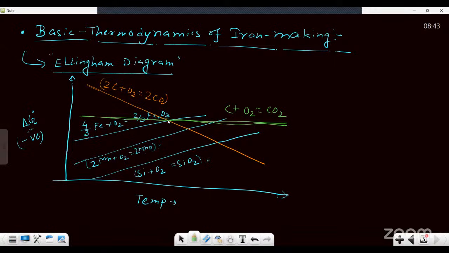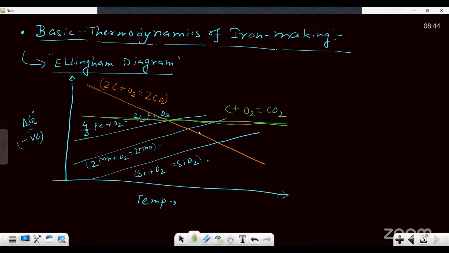Now, if my temperature is less than that temperature T, which is more stable? CO or CO2? At a temperature less than the intersection temperature T, you will say that definitely CO2 is more stable, because it has a lower del G value compared to CO. You see the CO line is above when the temperature is below the intersection temperature. But whenever I am crossing that intersection temperature, my CO is becoming more stable.